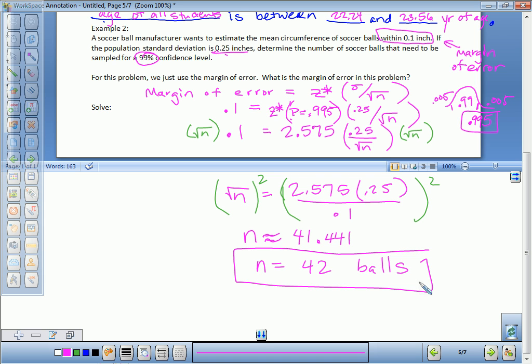Okay, so what you picked up as you came in was some practice with confidence intervals and margin of error. All right, I would like you to finish the front before the bell rings.